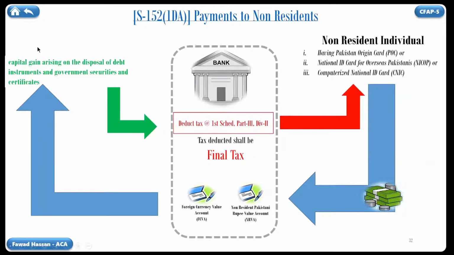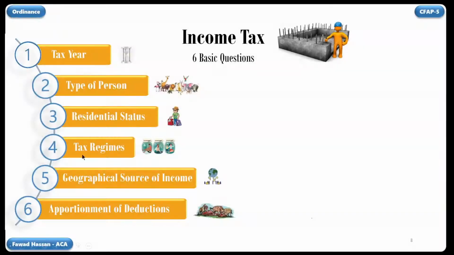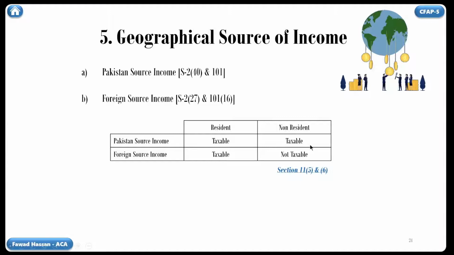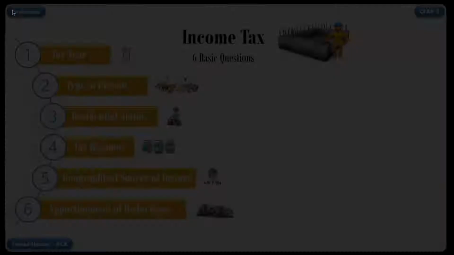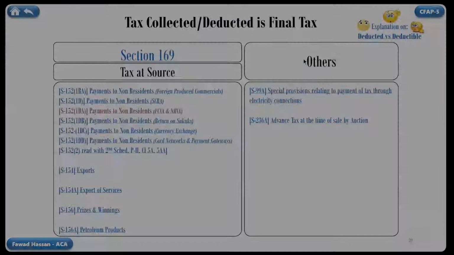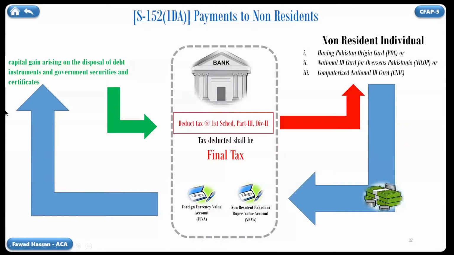If we just go back to our 6 basic questions and then go to the link for geographical source of income, you can recall that Pakistan source income of a non-resident is taxable in Pakistan. So the non-resident individual who has earned capital gains has earned an income which is Pakistan source income. Therefore, tax must be paid on such income in Pakistan. Let's go back to our relevant slide. Press this home icon, then the tax regime link, then the green box, then the relevant link. You must read about today's discussion in the Income Tax Ordinance.